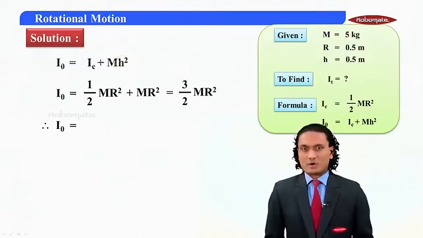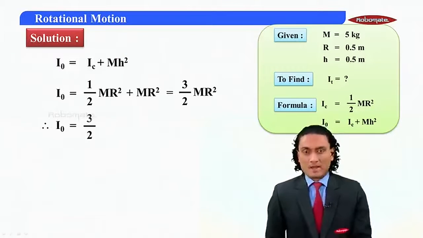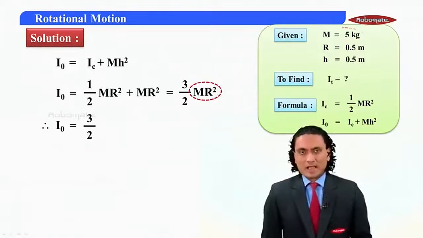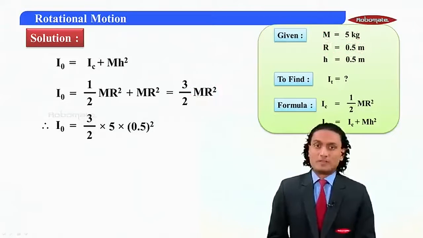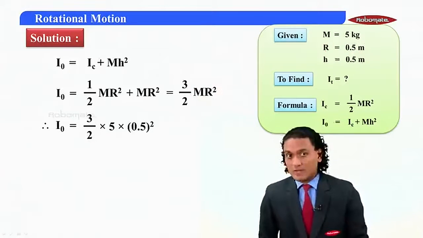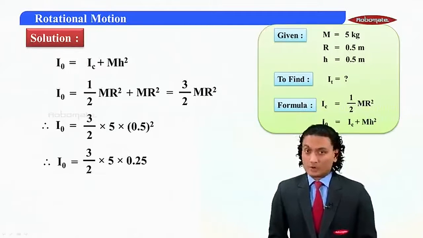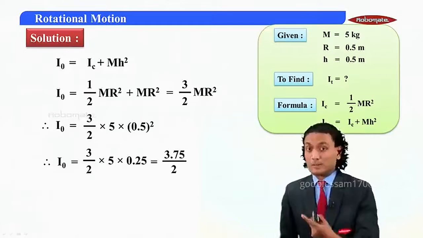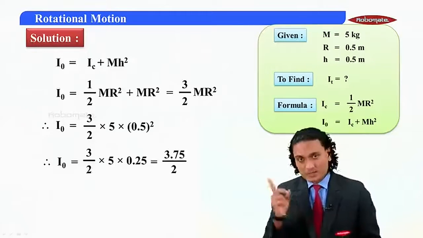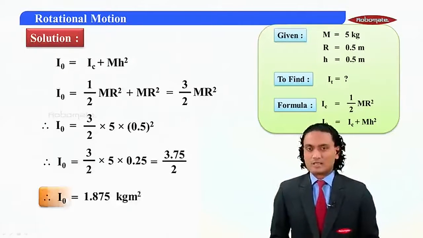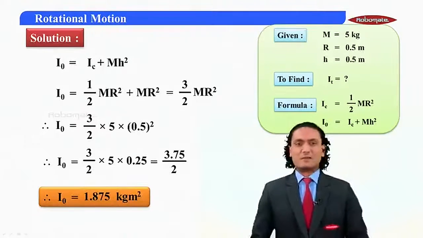Now students, I naught is 3 by 2 into m and r is given. See the question. M is given as 5 kg and r is 0.5. So I naught will be 3 by 2 into 5 into 0.5 square. On solving, you will get I naught is 3 by 2 into 5 into 0.25, which is nothing but 3.75 upon 2. If you divide this, you will get I naught as 1.875 kilogram meter square.